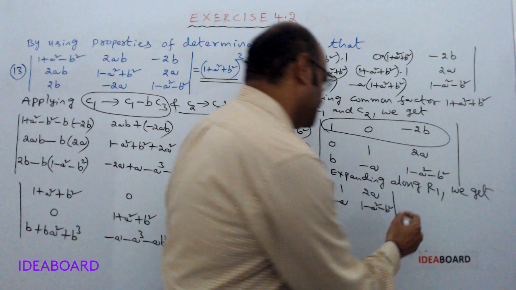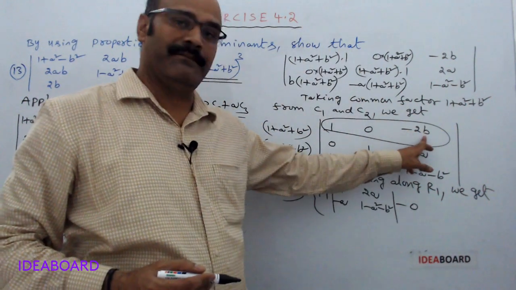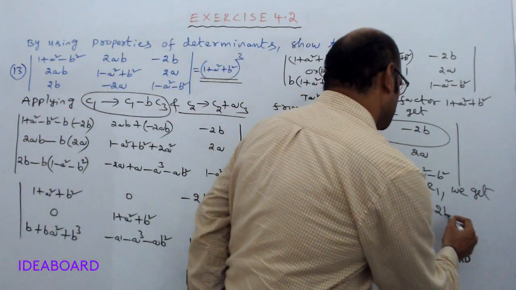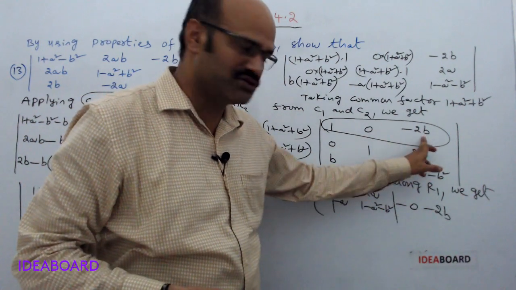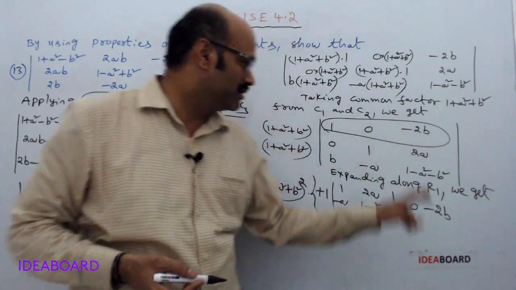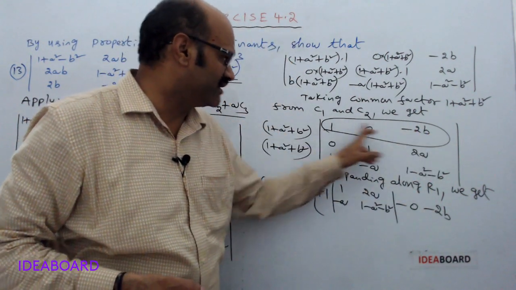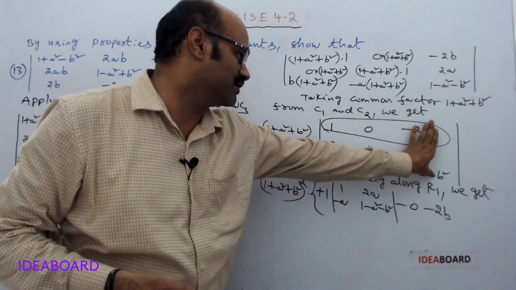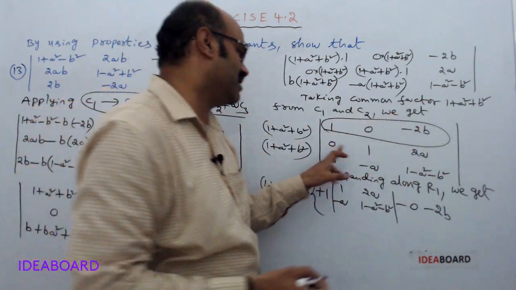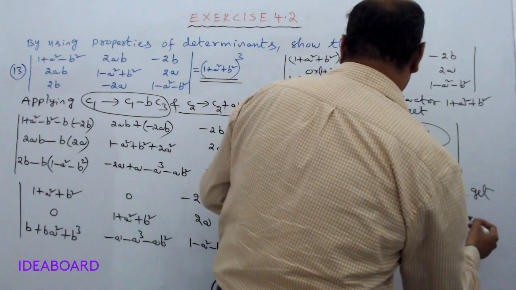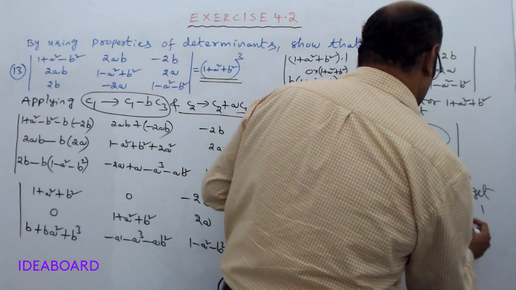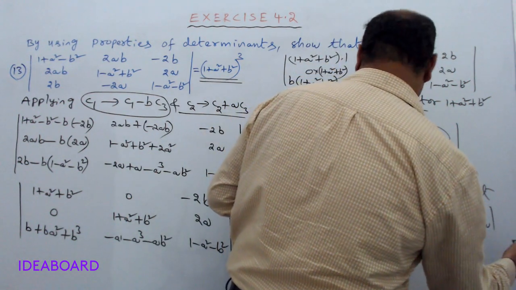Next we have minus 0. Next minus 2b into 0 into anything 0, so no need to write. Minus 2b into minor of minus 2b. Minus 2b lies in first row and third column. So close the third column and first row. Remaining elements we have determinant of 0, 1, b, minus a.